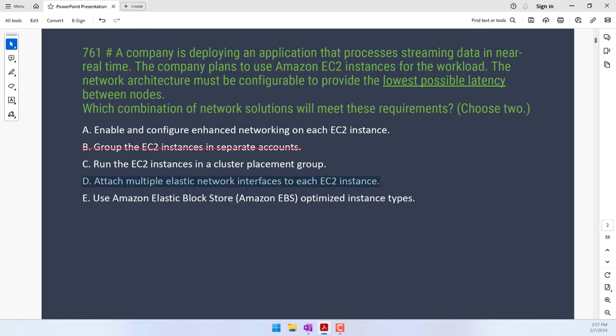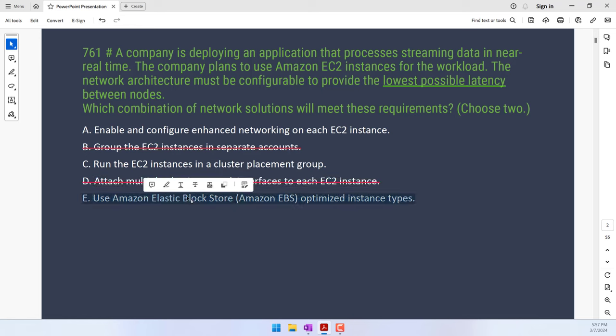Attach multiple elastic network interfaces to each EC2 instance. Well, while multiple network interfaces can be useful for specific use cases, it's not a primary solution for achieving the lowest latency. Enhanced networking and placement groups are more relevant for latency reduction. That is what they are trying to test here.